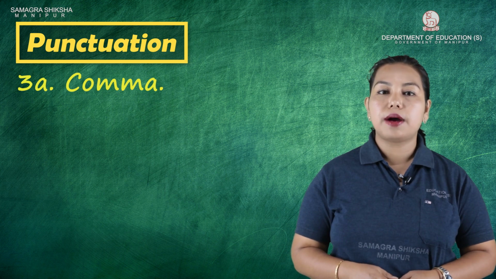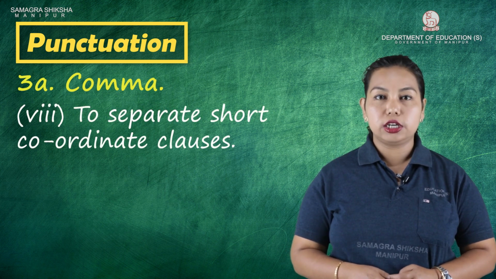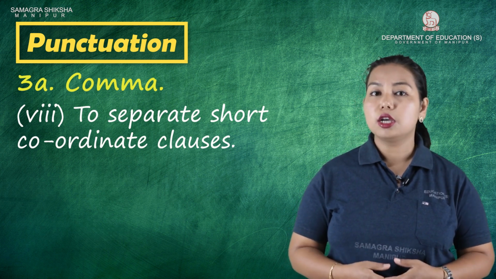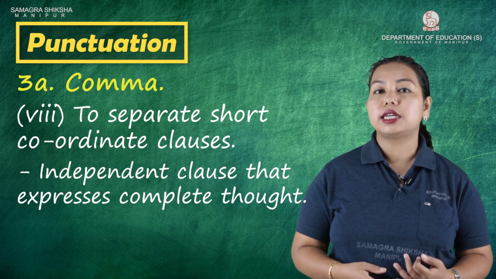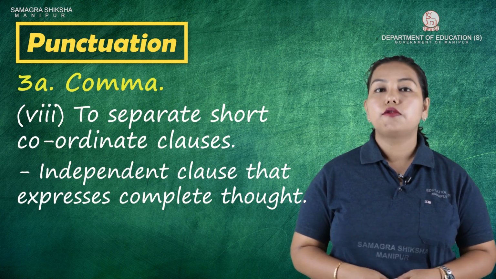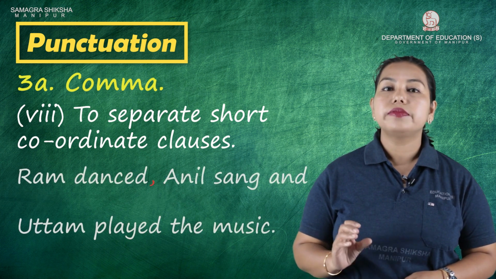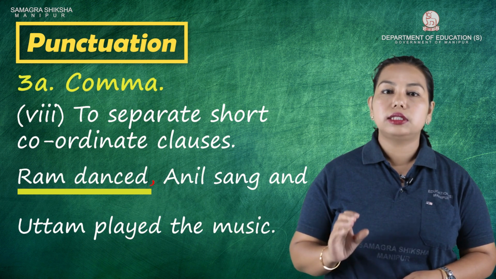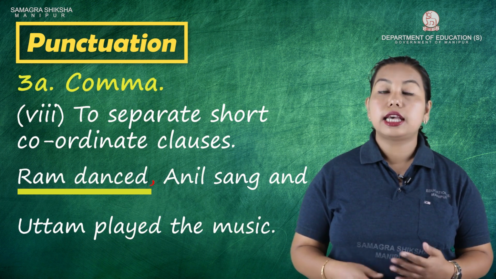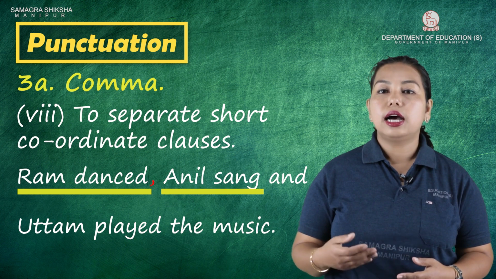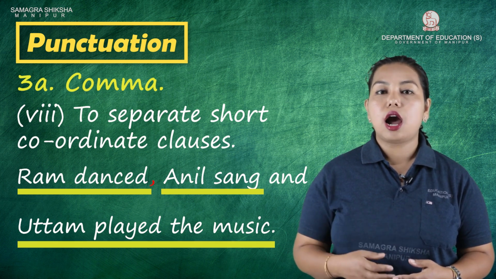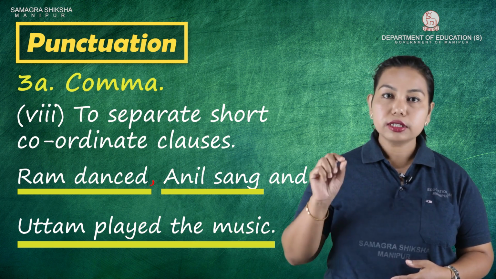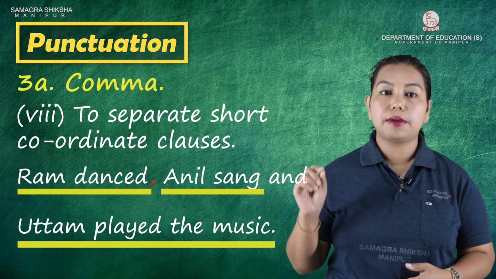Then the next use of comma is to separate short coordinate clauses. So what exactly is a coordinate clause? Coordinate clauses are independent clauses that express a complete thought. For example, in this sentence, Ram danced, Anil sang, and Uttam played the music. Ram danced is an independent clause because it expresses a complete thought. Likewise, Anil sang and Uttam played the music are also independent clauses, meaning they are coordinate clauses. So in order to separate them, we have to use the punctuation mark, comma.